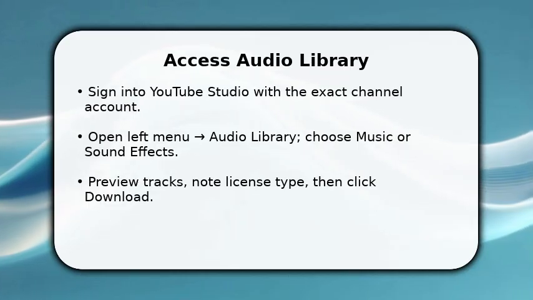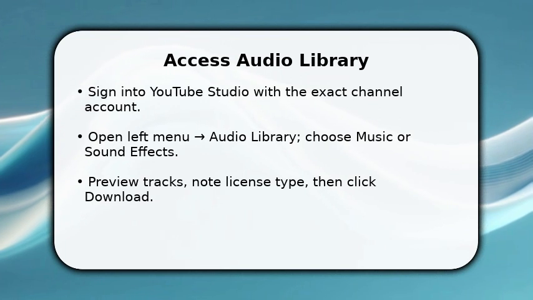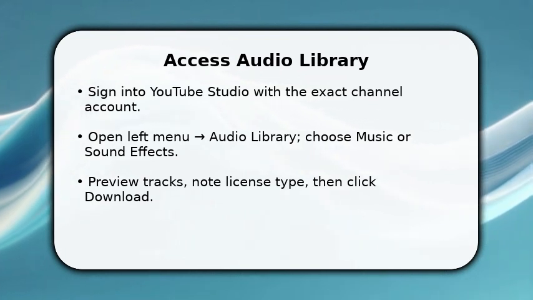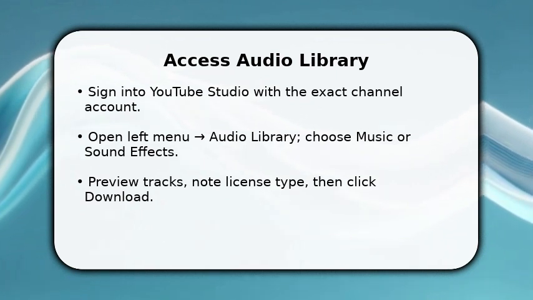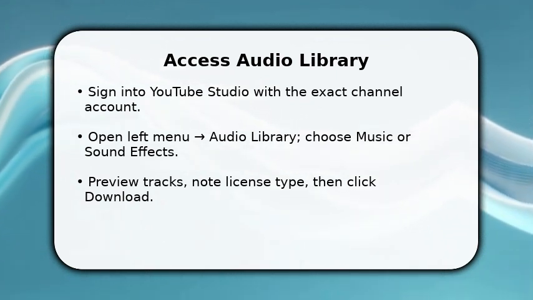You start by signing into YouTube Studio with the channel you'll publish from. Once logged in, open the left menu and select Audio Library to access free music and sound effects. This keeps your content copyright safe.